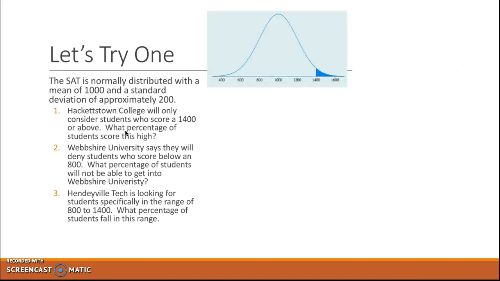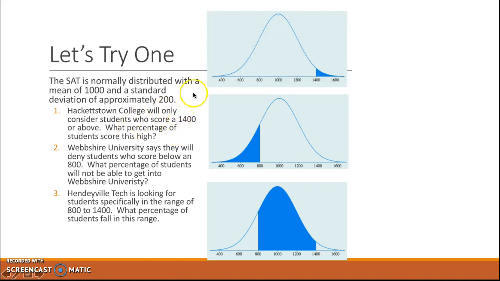First and foremost, we're going to draw all three of these situations to match the context. You can see here, every one of these three pictures has our mean of 1,000 and our standard deviation of 200. We've got three standard deviations above and three standard deviations below. For Hackettstown College, we marked 1,400 and colored in above. In Webshire, we're at 800 and coloring below, and for Hendyville, we're going to color in from 800 to 1,400.